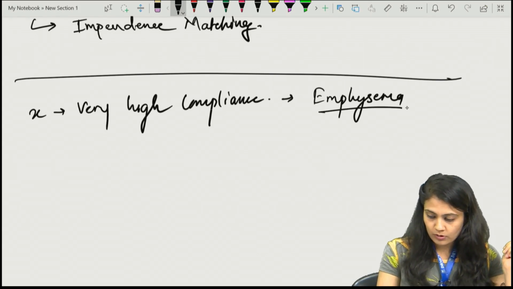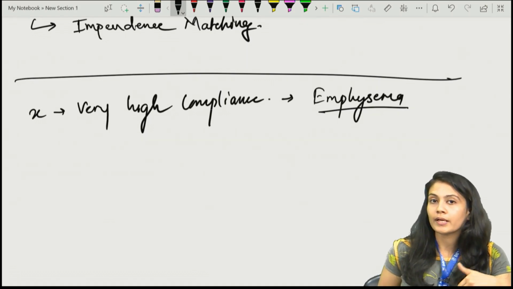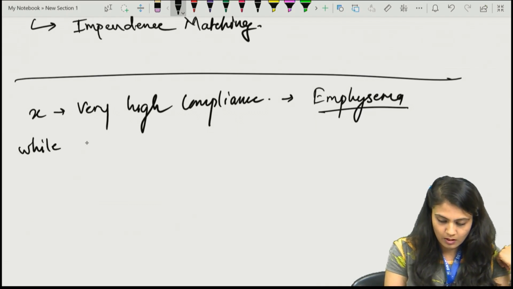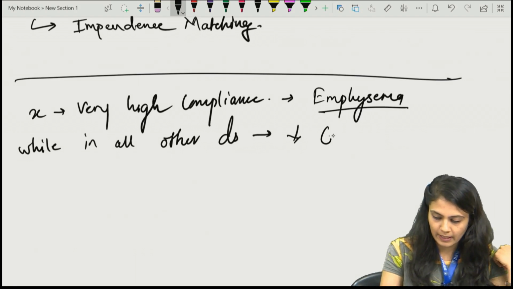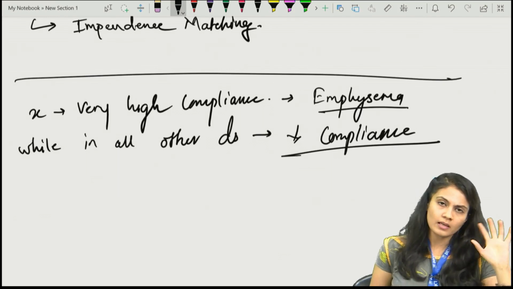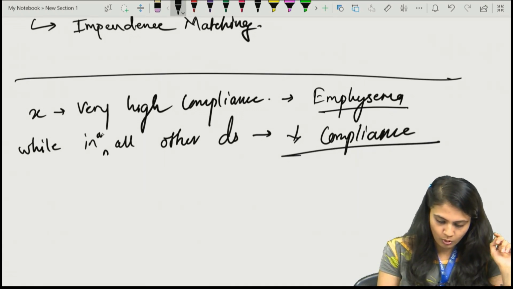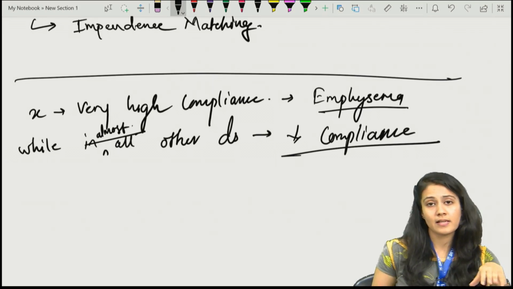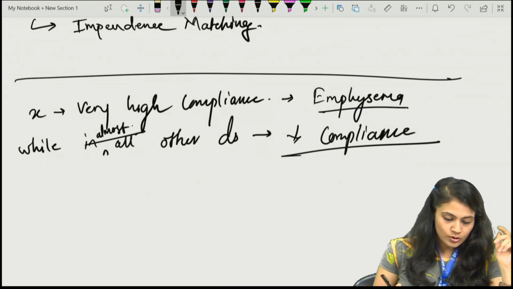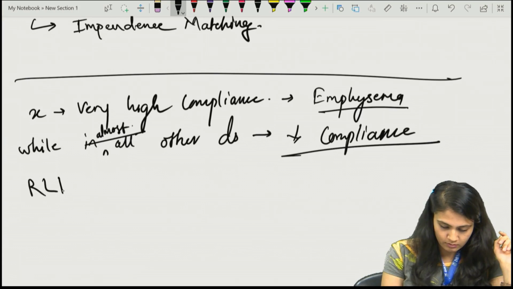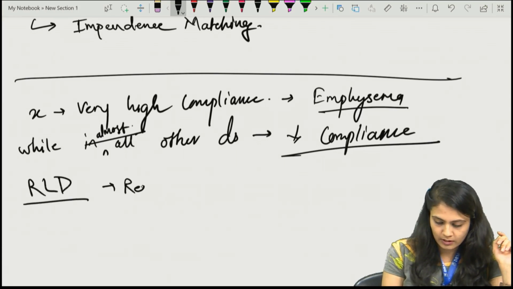Remember, there is only one disease, mainly emphysema, where the compliance is increased, while in all other diseases, or almost all, there is decreased compliance. In some diseases the compliance is normal. So the Y graph is suggesting the RLDs, which is restrictive lung disease.